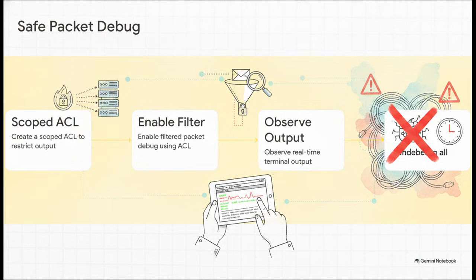Step 1. Create a scoped access control list. You want to restrict your debug output to just a single host. Step 2. Enable your filtered packet debug, strictly applying that ACL you just made. Step 3. Observe the real-time terminal output. You're looking for drops or unexpected ICMP unreachables.